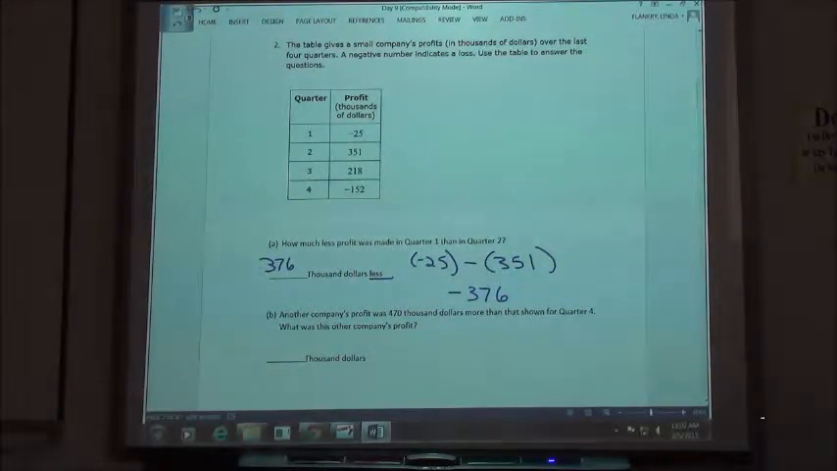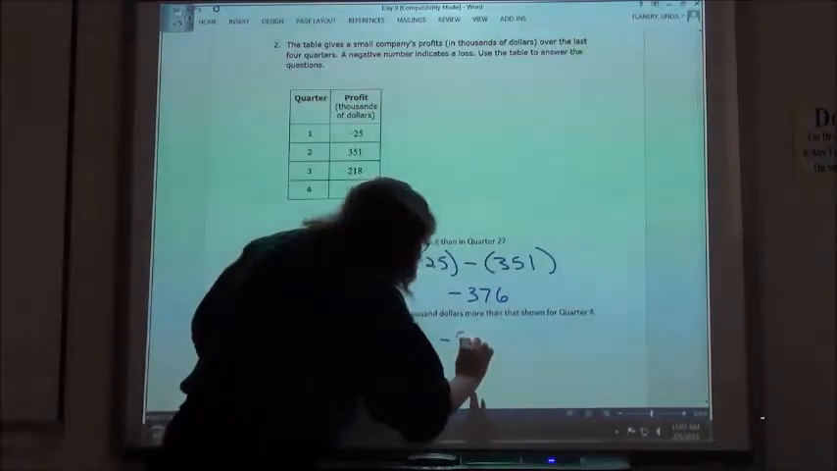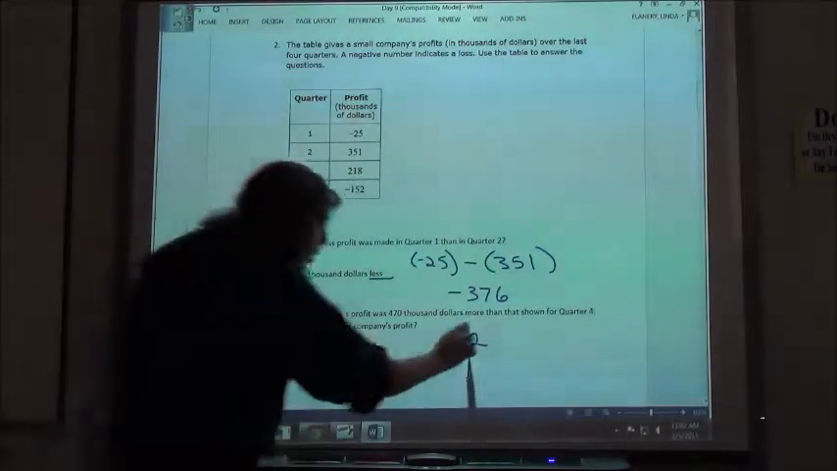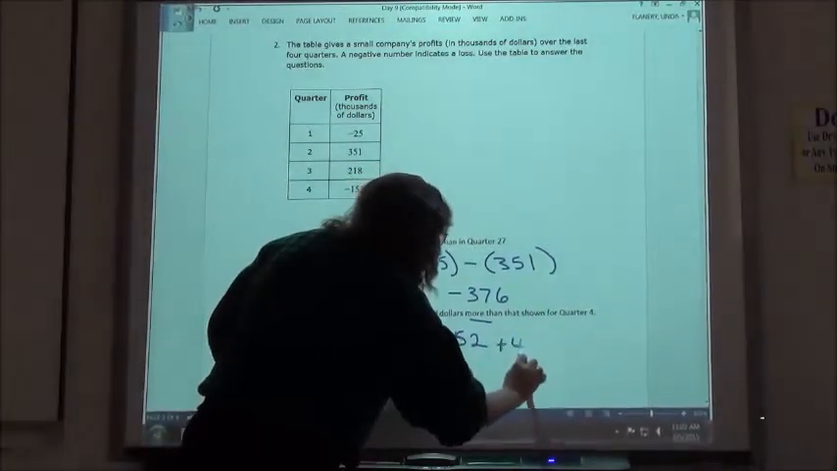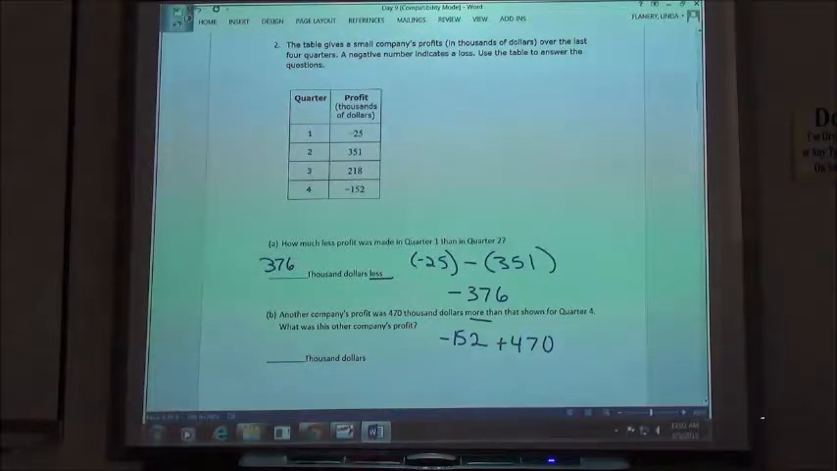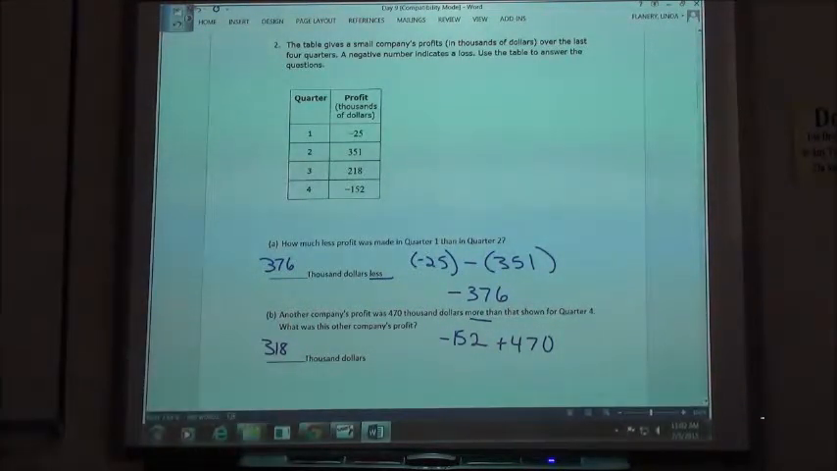Another company's profit was $470,000 more than that shown in quarter 4. Well, in quarter 4, we were at negative 152. I'm doing more than that, so I'm adding 470 to that. The rule is subtract and take the sign of the larger. 470 minus 152 is 318. It's going to be positive, so $318,000 is where we're at.